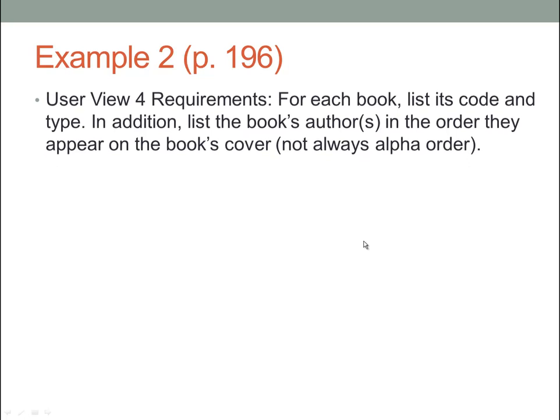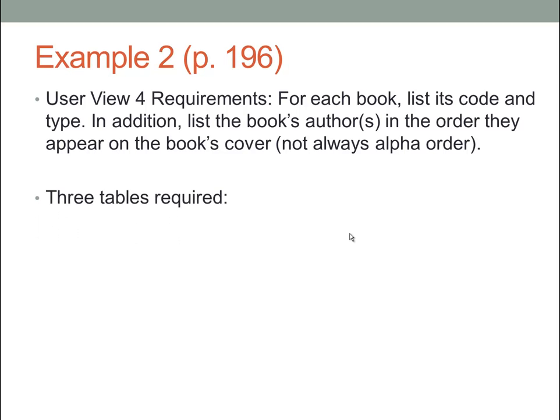Then I go and meet with a fourth group of users, and they tell me that for every book they need to know the code and the type. They also need to know the authors in the order they appear on the book's cover, which is not always alphabetical order. After talking to the users and figuring out their needs, I determined that the collection of tables I need is 3 tables, one for the author, one for the book, and one for which author wrote which book.